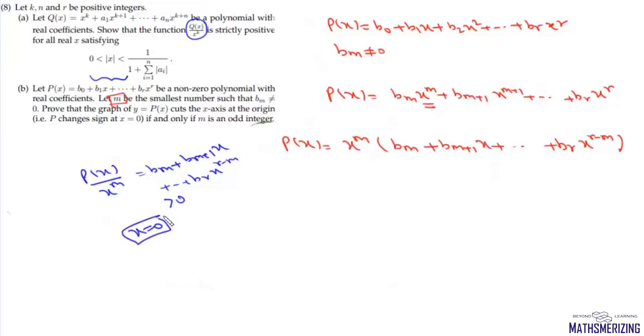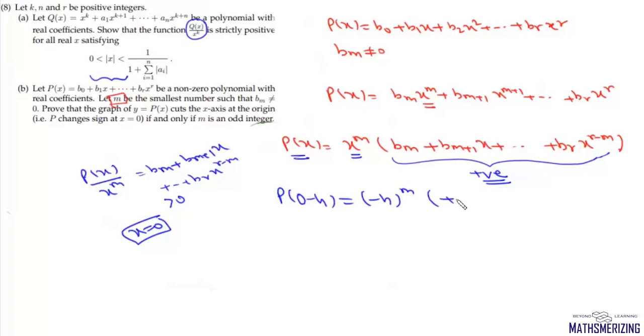So we can write this px as x to the power m, and then this expression bm plus bm plus 1x and br x to the power r minus m will be positive in the neighborhood of 0. That means the sign of px will only depend on the sign of x to the power m. So if we take p of 0 minus h, it'll be minus h to the power m into a positive value, and then p of 0 plus h will be h to the power m and then a positive value. So this 0 plus h will always be positive.